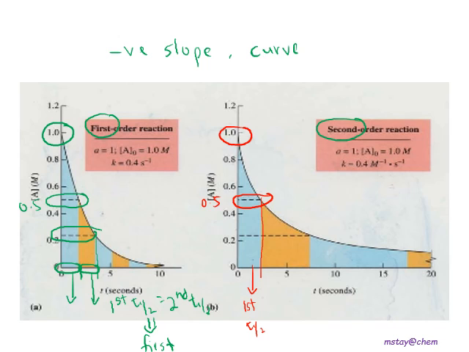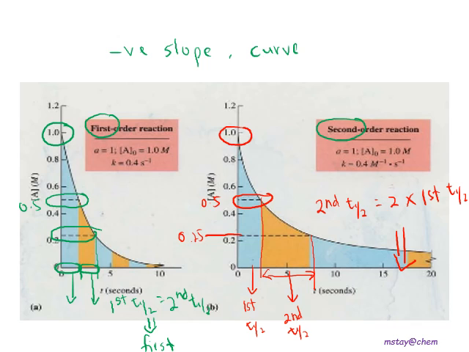So when the concentration of 0.5 molar becomes half, it will be 0.25. And then this is the half-life. You will notice that the distance here is larger than the first half-life. This is the second half-life. Basically we can say that the second half-life is 2 times the first half-life. If this is the case, this reaction is considered second order.